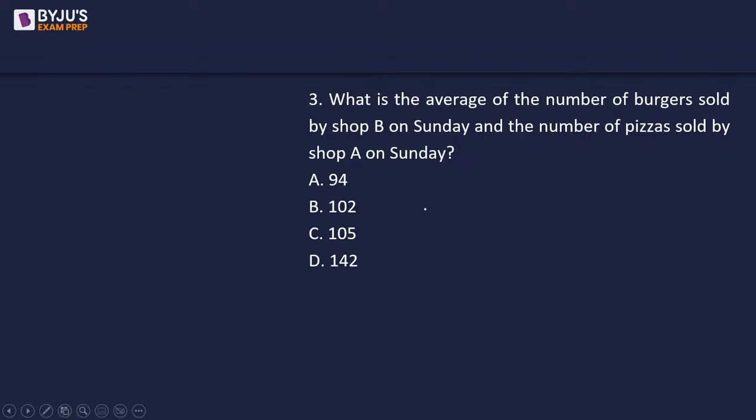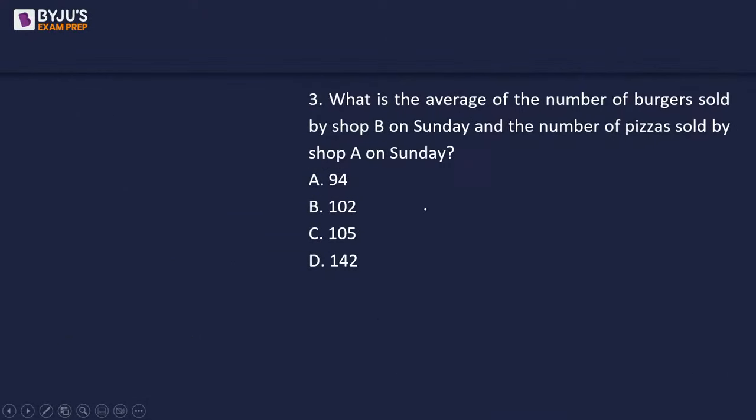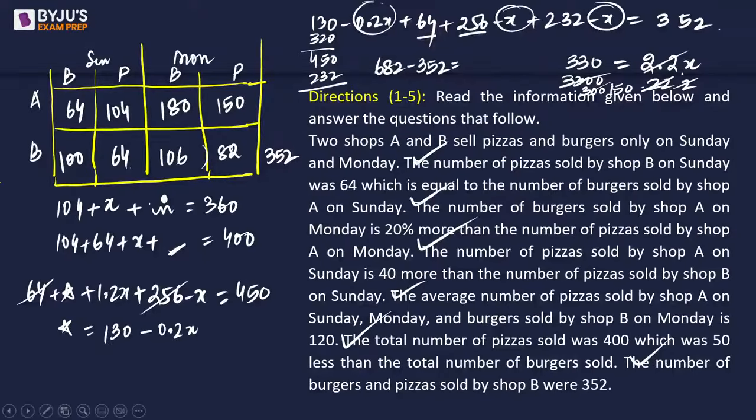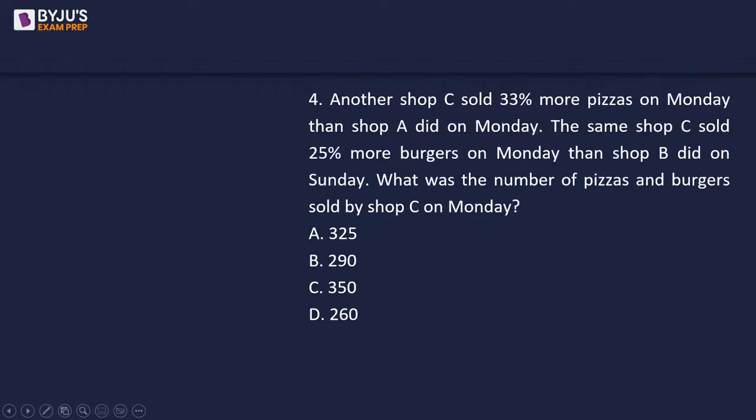What is the average number of burgers sold by shop B on Sunday? Burgers shop B Sunday is 100. This is 100. And number of pizzas sold by shop A on Sunday. Pizzas shop A Sunday is 104. So 100 and 104 ka average 102. Right? The midpoint of 100 and 104, because there are only two values, so it will be doing the midpoint.